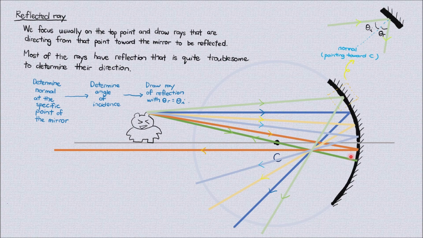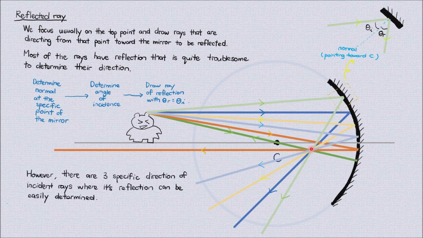And the thing is, it's troublesome and it's not really necessary to do so, because if you see here, all of the rays actually intersect at one single point. So if you are able to find just any two lines and find the intersection between those two rays, it's really enough, right? Because all of them will eventually intersect at the same point. Therefore, we only need to know two, and there are actually three lines that are easy to draw. There are three specific directions of incident rays where the reflection can be easily determined. So now we'll be studying those three specific directions of incident rays which we can use to draw our ray diagram.